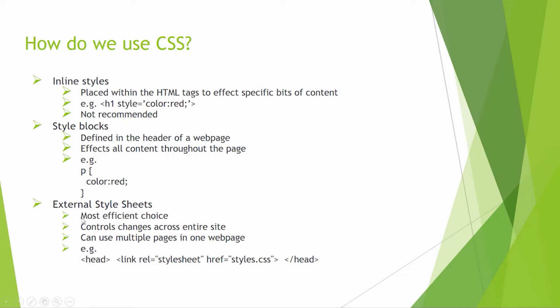Generally speaking, these are the most efficient choice. What you're doing with external style sheets is creating an entirely separate file from your HTML file. As you will see down here in my example, this file will be named something.css. I use the name styles.css, which is a very common choice, but it is not required. You can name it whatever is appropriate for your information.